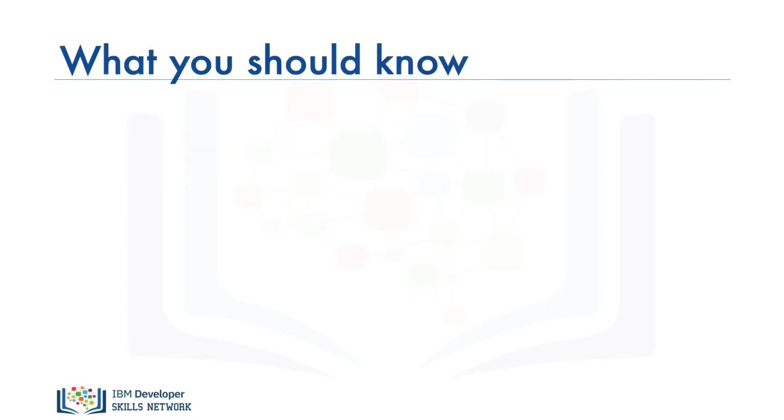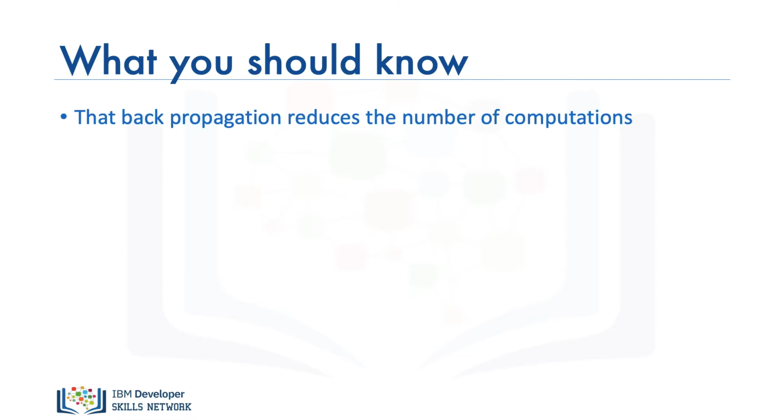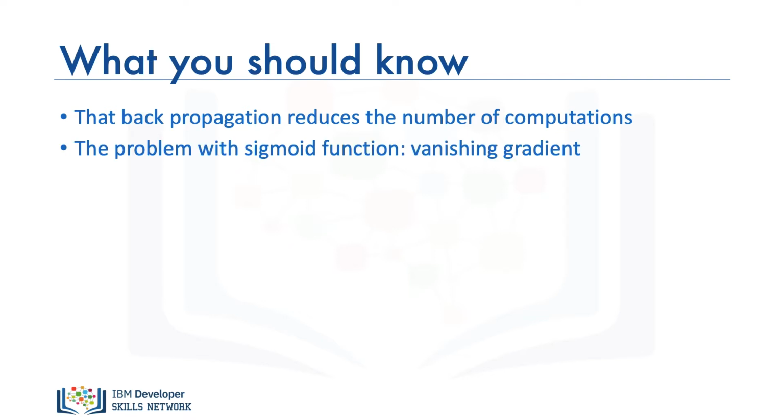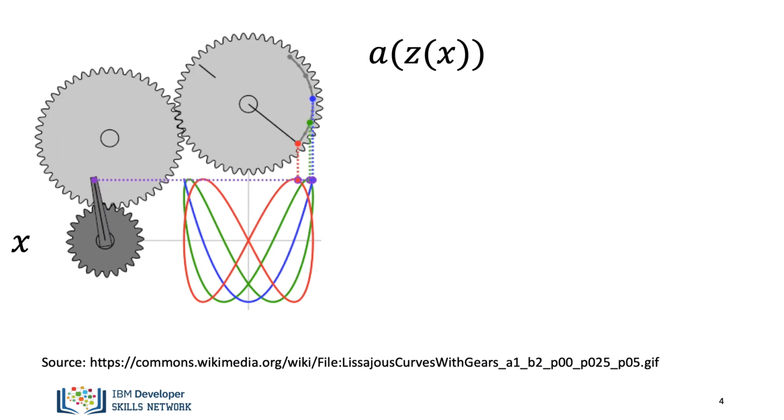There's a lot of math in this section. The details are not important. All you should take away is back propagation reduces the number of computations involved in calculating the gradient, and the problem of the sigmoid function, i.e. the vanishing gradient. A neural network is a function of another function.